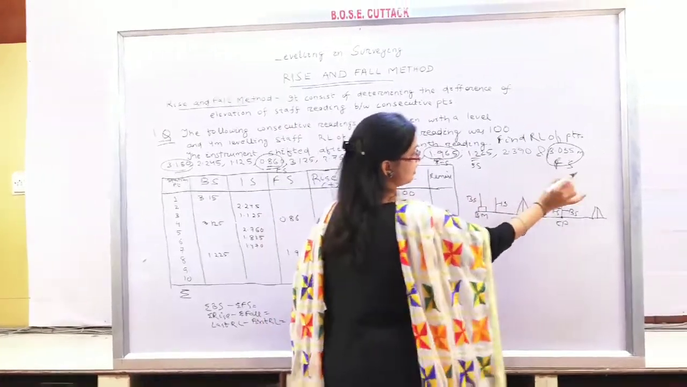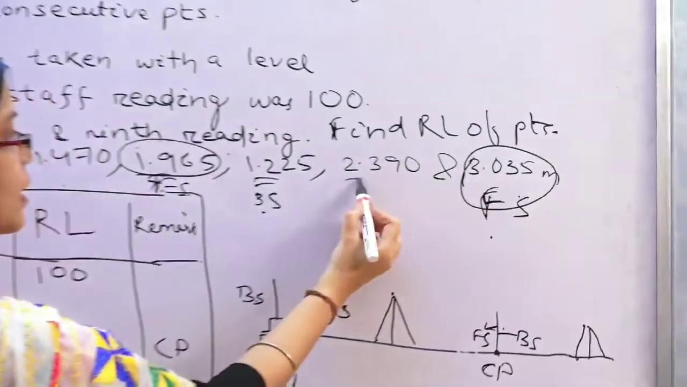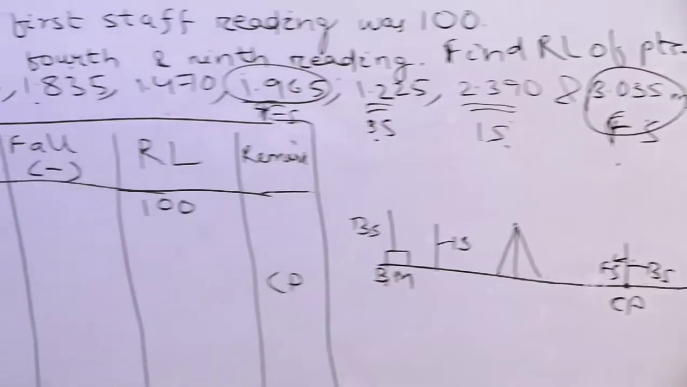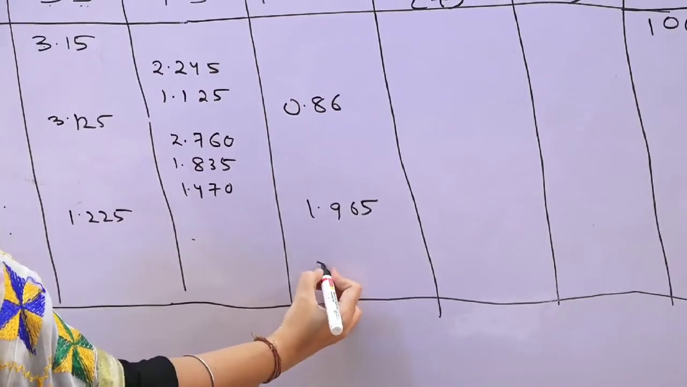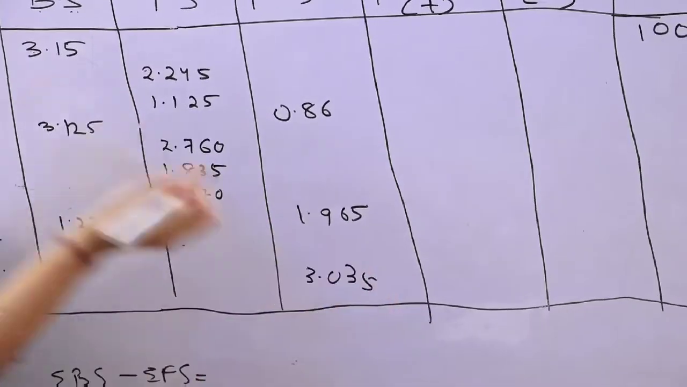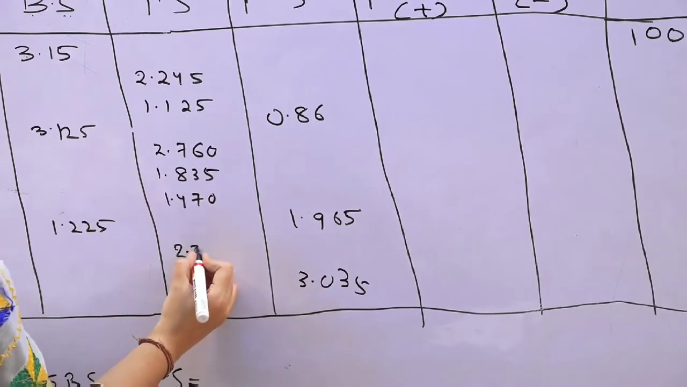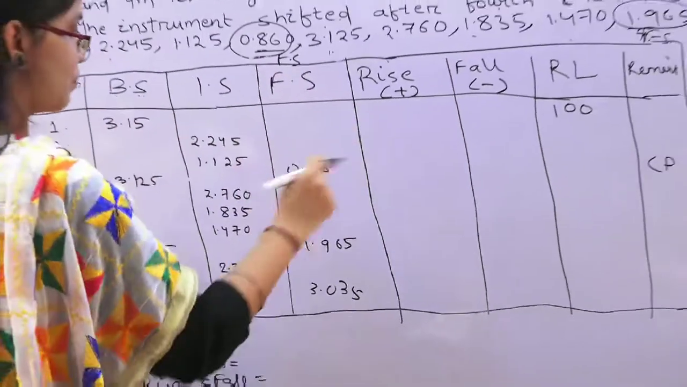This is the last staff reading, and in between this point is called the intermediate side reading. So we'll write down the 4th side reading, the last staff reading, 3.035 here, and the intermediate side reading 2.390. Now how we'll solve this problem?